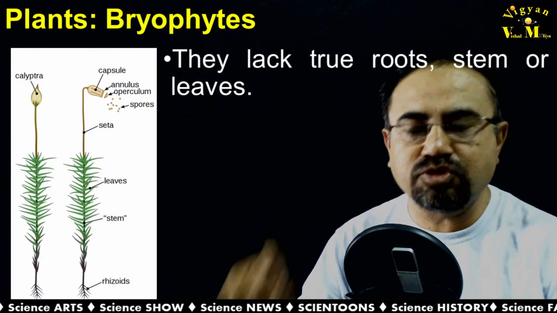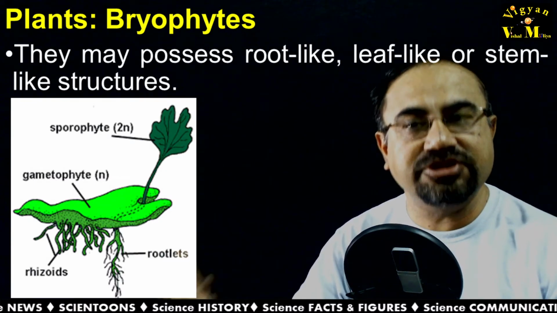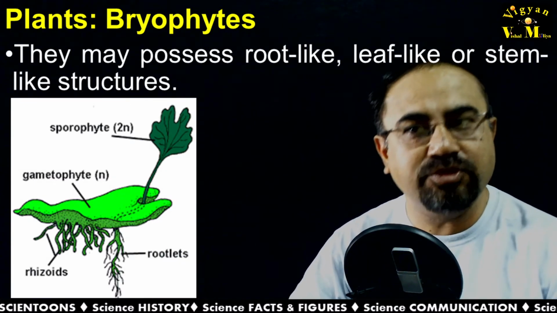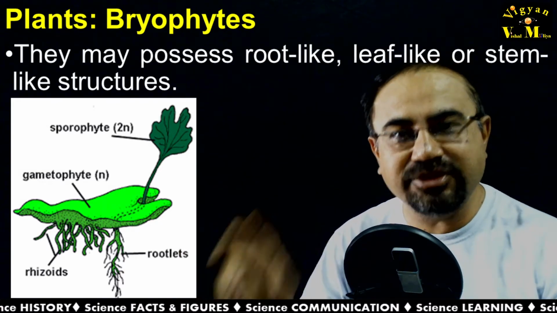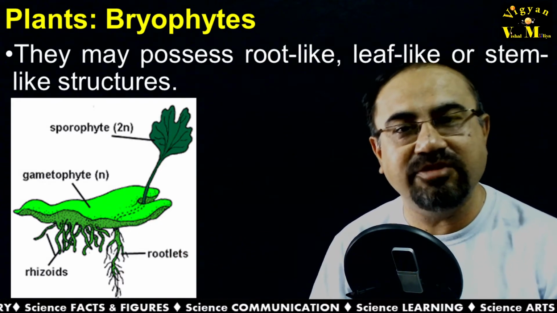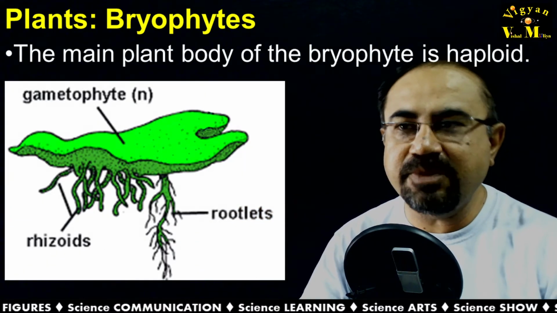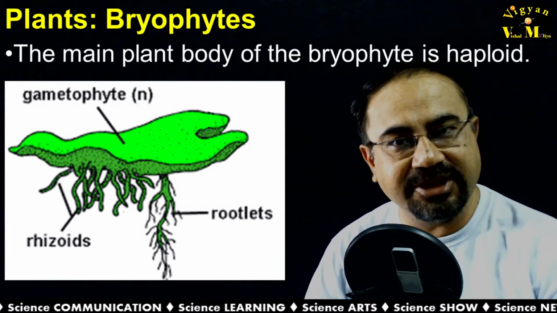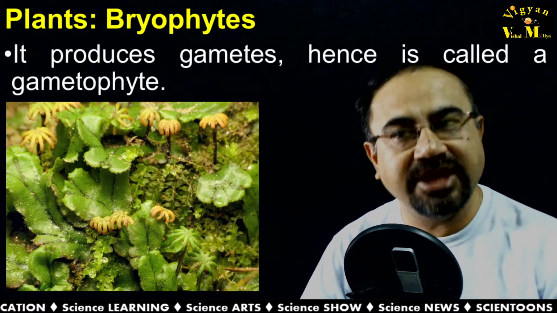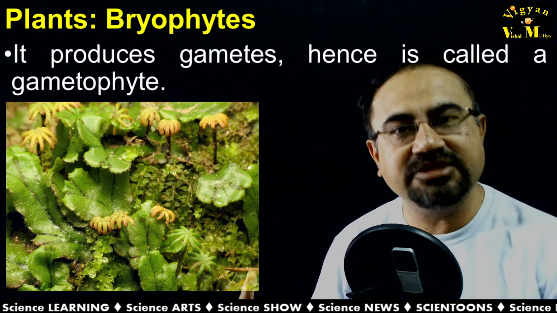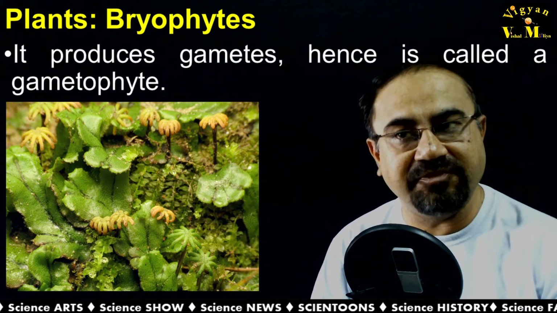They lack true root, true stem or true leaves, but they have structures which look like root, stem and leaf. So they don't have original root, stem and leaves, but they have structures looking like them. The main plant body is haploid in nature, so it has a single set of chromosomes and it produces gametes. That haploid phase is called the gametophytic phase, or we can say it is the gametophyte.